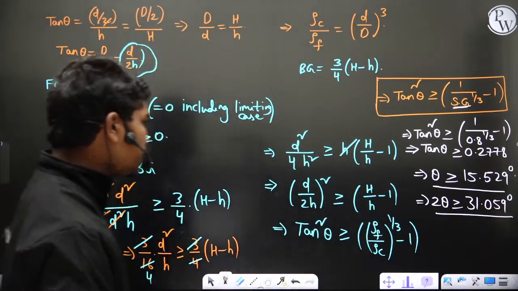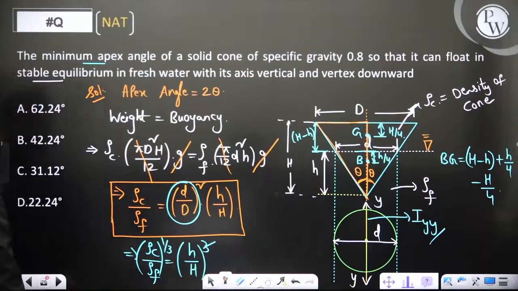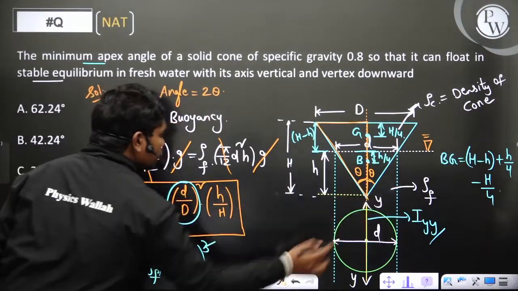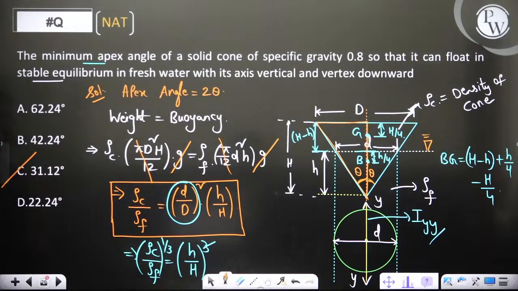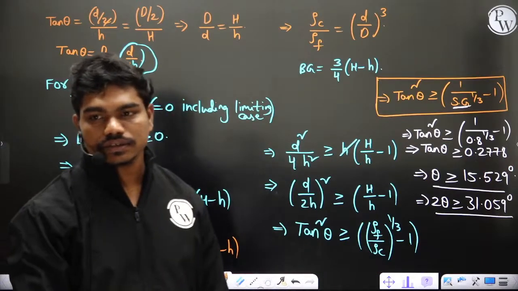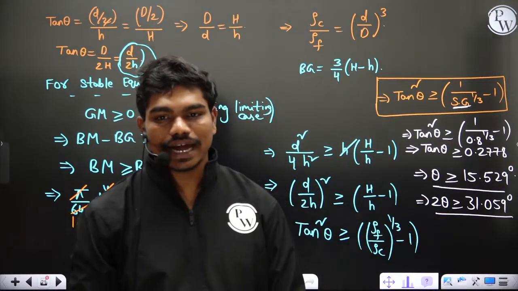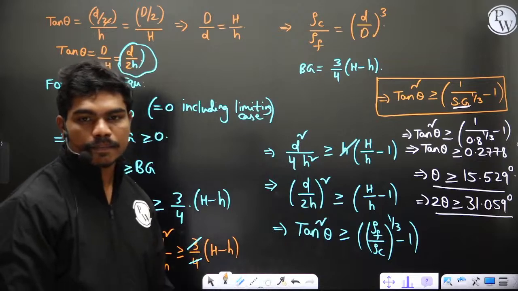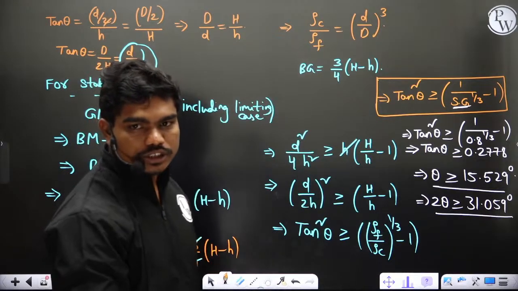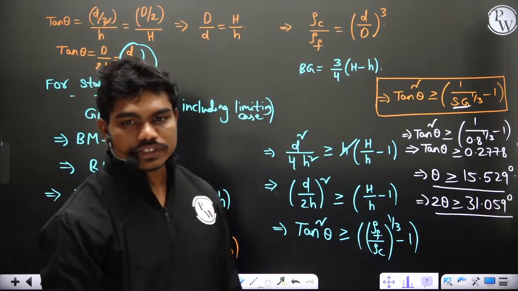Okay, so 31.059, roughly 31.1. This calculation can change the second and first decimal. So 31.12 degrees is the answer in this case. Okay, this is not a lengthy question actually. So you can solve this. I've solved this question because questions are very good now, obviously.